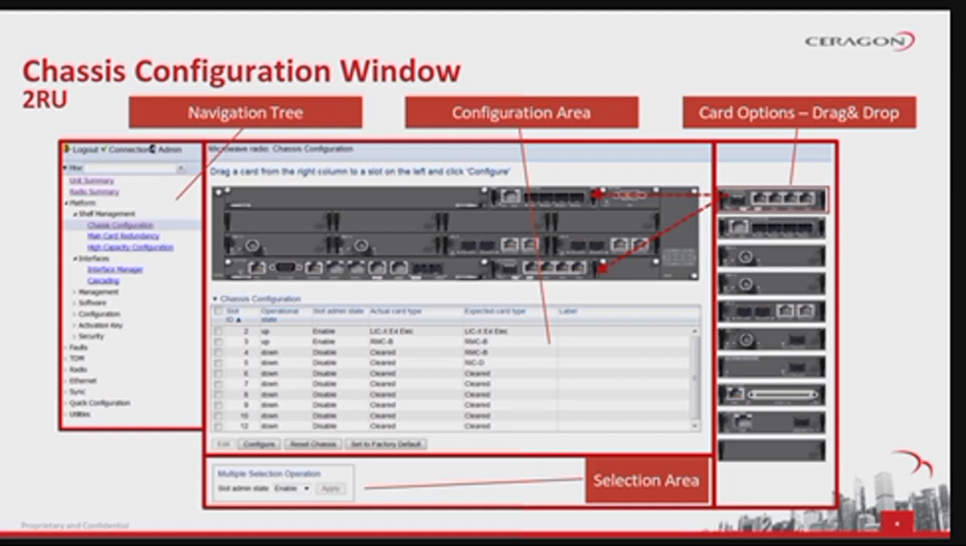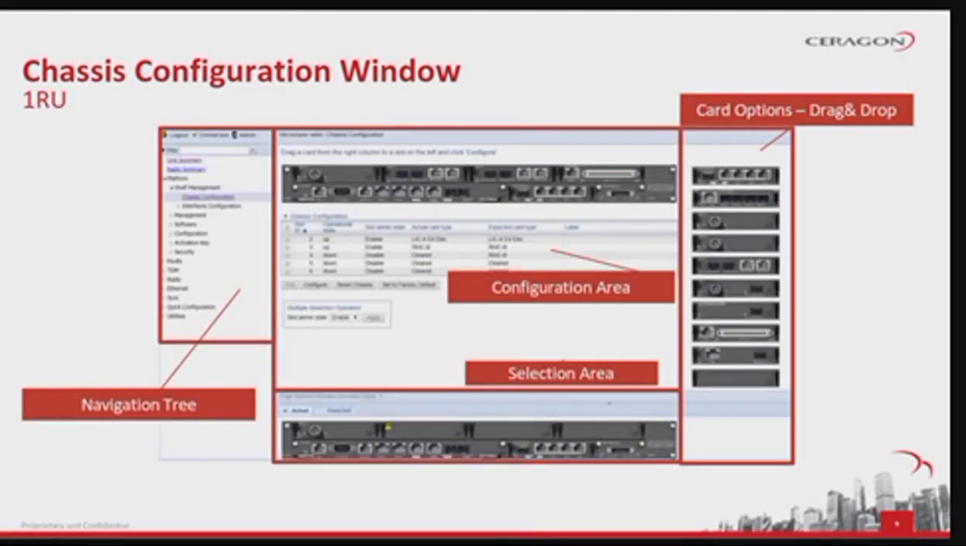To the lower side, you can see the selection area, where the user can enable or disable multiple interfaces selected from the configuration area at the same time. This lower selection area menu also gives the option to reset the complete chassis, or even the set to default command.